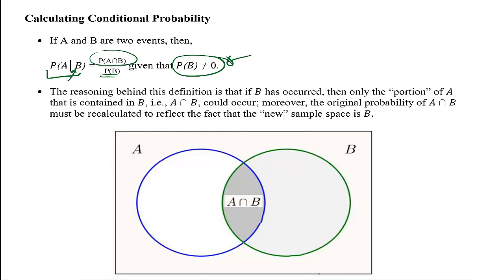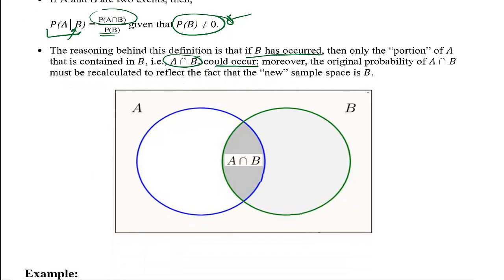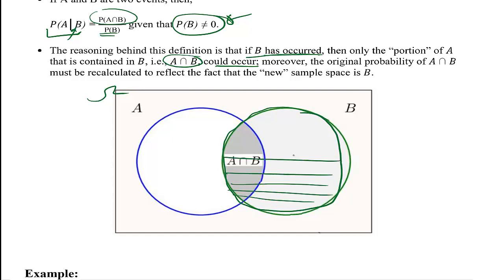The reasoning behind this definition is that if B has occurred, then only the portion of A that is contained in B could occur, which is A intersect B. Look at this. This is the sample space, omega. But I'm telling you that B already occurred. So the outcome is from this side only.